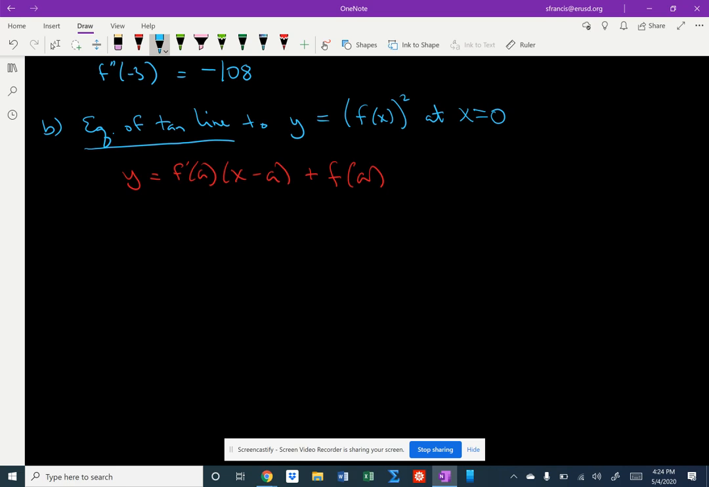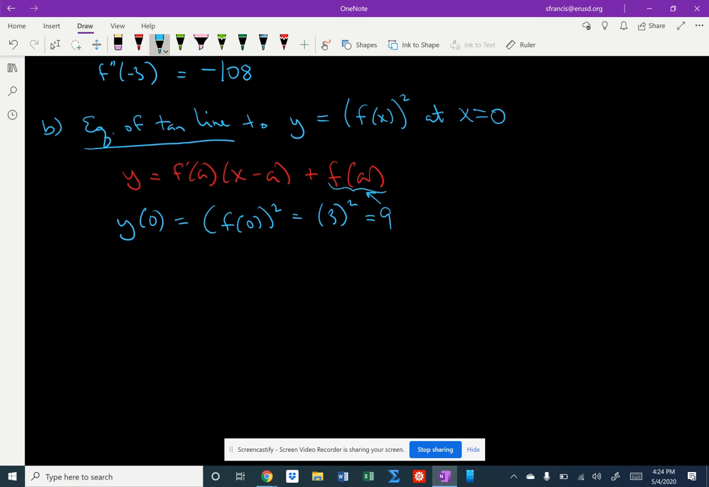And our function here is f of x quantity squared. So we just got to find those values. A is 0. So for instance, y of 0 is just going to be f of 0 quantity squared, which is just going to be 3 squared or 9. And that's our f of a part right here. That's what's going to go in for all of this.